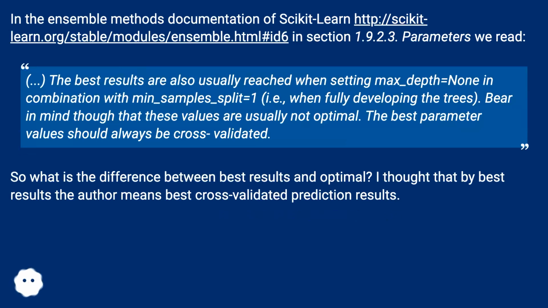"The best results are also usually reached when setting max_depth=None in combination with min_samples_split=1, i.e., when fully developing the trees. Bear in mind though that these values are usually not optimal. The best parameter values should always be cross-validated." So what is the difference between best results and optimal? I thought that by best results the author means best cross-validated prediction results.